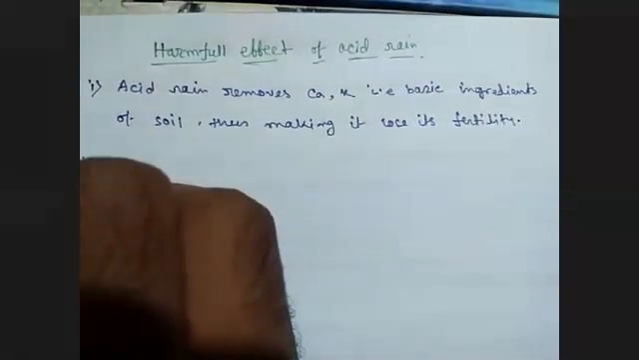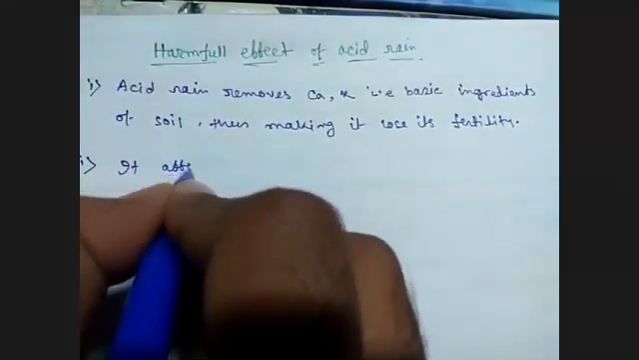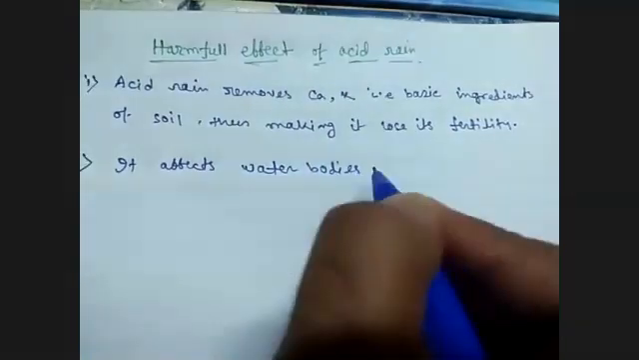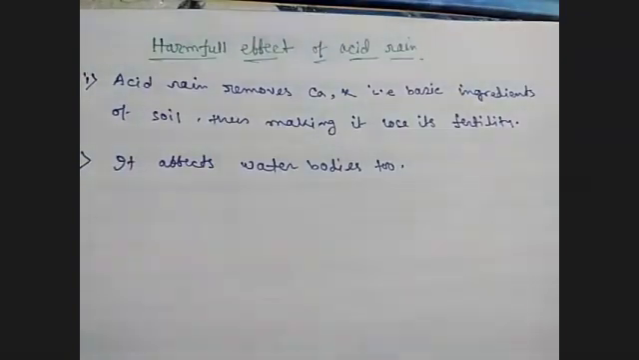Second, it affects water bodies too. If acid rain enters into the lake, pond, river, sea, the water bodies, that means the plants or the animals which are living in that pond or river will get harmed. Aquatic life will be hampered, etc.